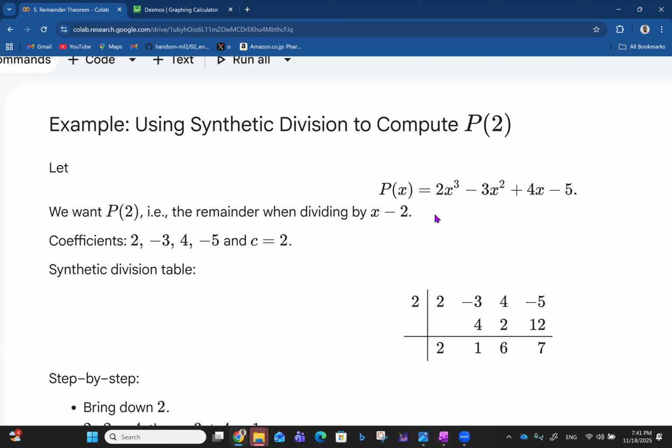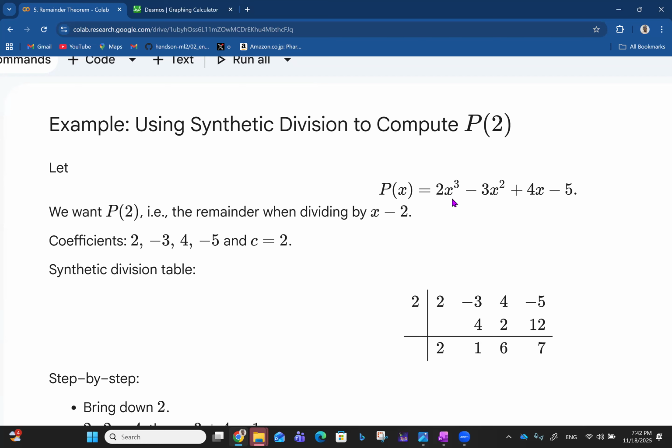Imagine you have P of x equals 2x cubed minus 3x squared plus 4x minus 5. We now want P of 2. We want to see what the remainder is when dividing this expression by x minus 2. In this case the coefficients of the polynomial are 2, minus 3, 4, and minus 5. And c is 2 because x minus 2 equals 0, so x is equal to c. Our c is actually 2.